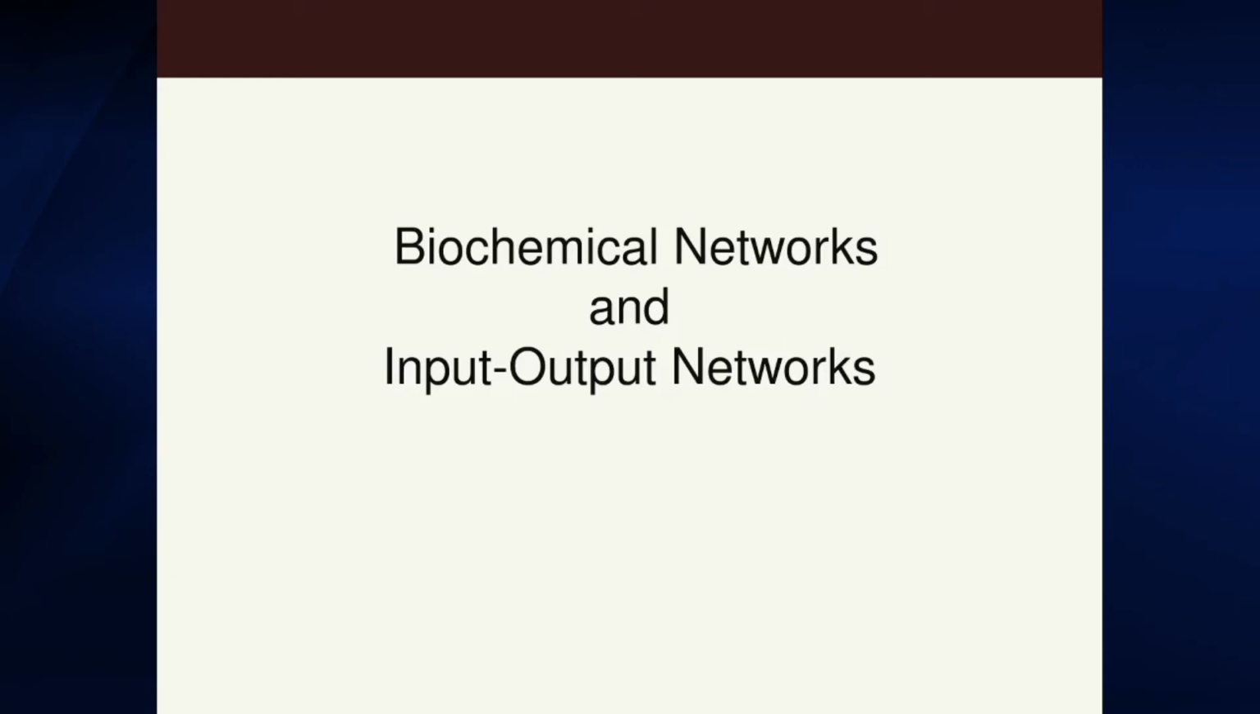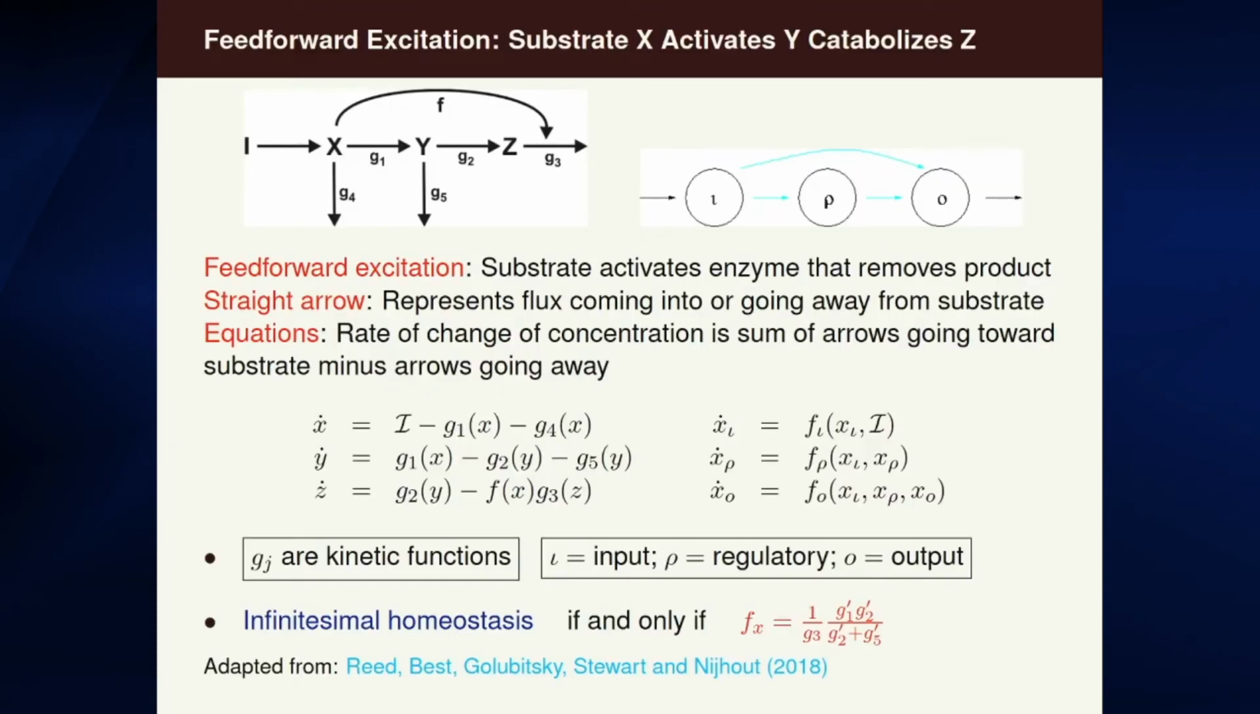Now the question is how to generate natural examples of this scheme, where you have a differential equation with an input-output map that is naturally given, not chosen arbitrarily by picking one coordinate. This field of biochemical networks is full of these examples, and I will go through some of them. The first one is called feed-forward excitation, where the substrate X activates Y and catabolizes Z.